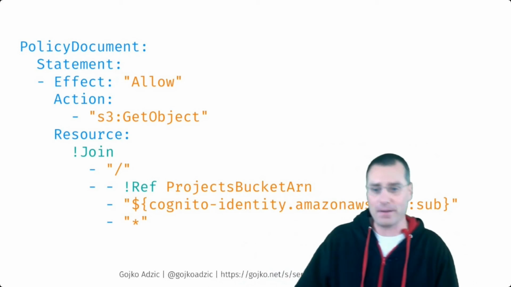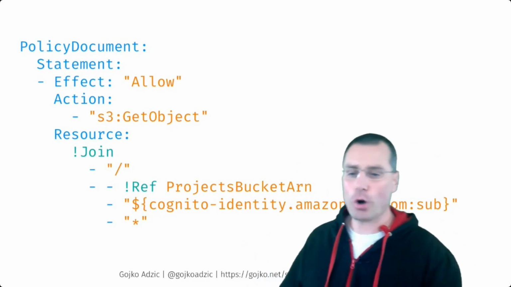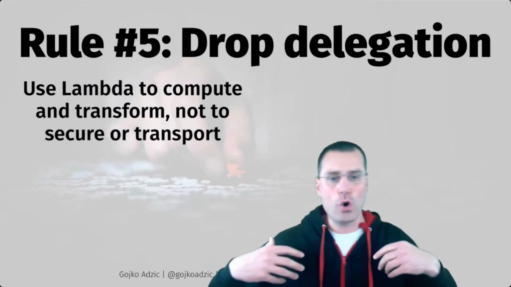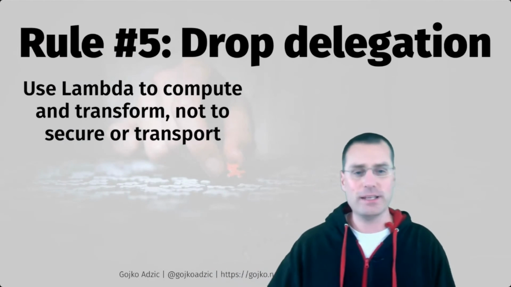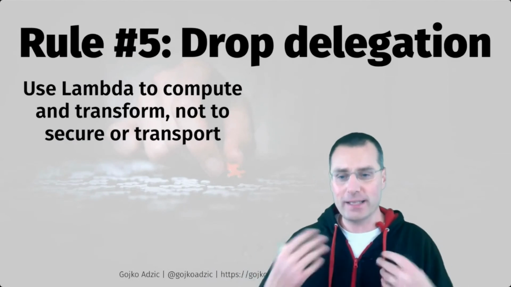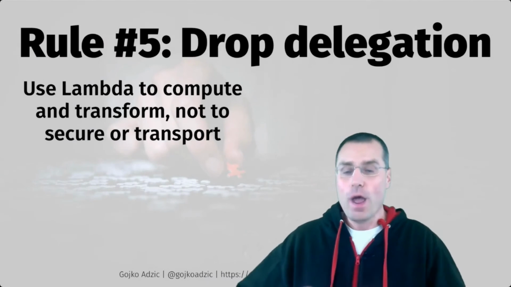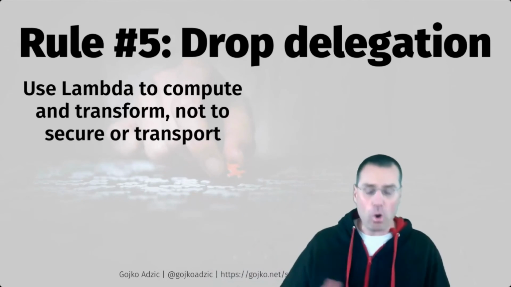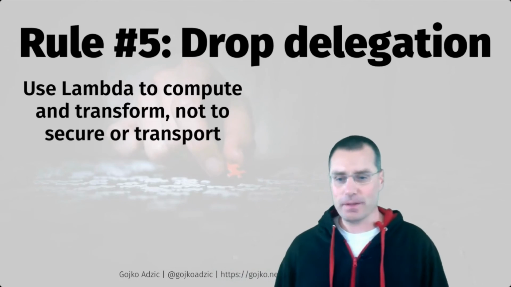So rule number 5 is really: drop delegation. Avoid using Lambda functions to transport or secure data. Use them to compute and transform data. If you don't need to compute or transform, mostly you can avoid having a Lambda function there.